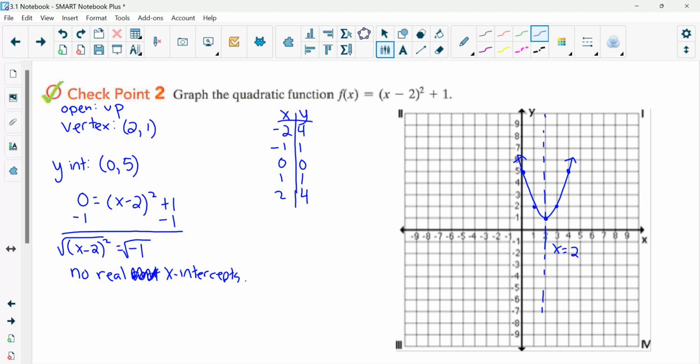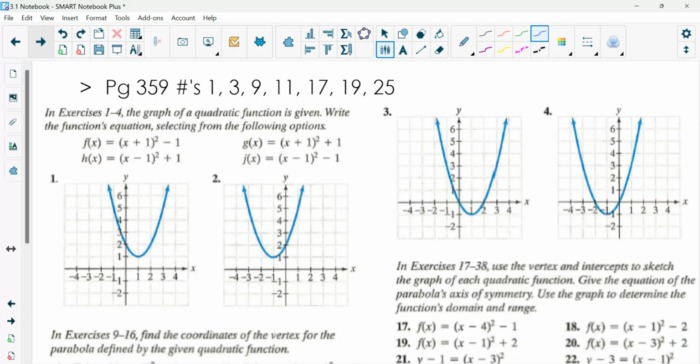All right. From there, I will put the homework up in a moment. All right, your homework's pages 359 and 360. It goes on to page 360 also: problems 1, 3, 9, 11, 17, 19, and 25.